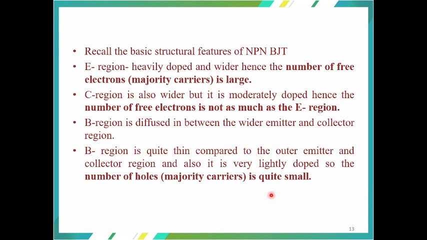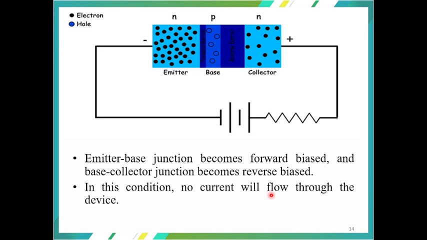The emitter region is heavily doped and wider, hence the number of free electrons, that is the majority carriers, is large. The collector region is wider, but it is moderately doped, hence the number of free electrons is not as much as in the emitter region. The base region is diffused in between the wider emitter and collector regions. The base region is quite thin compared to the outer emitter and collector regions, and it is also very lightly doped, so that the number of holes is quite small.